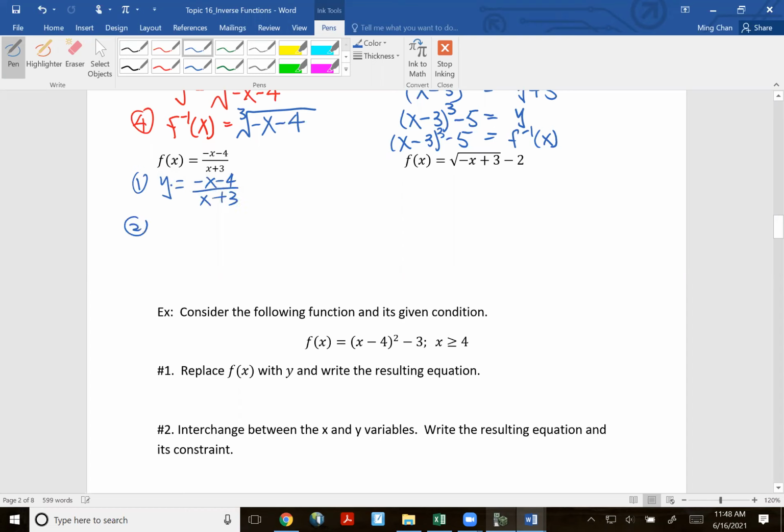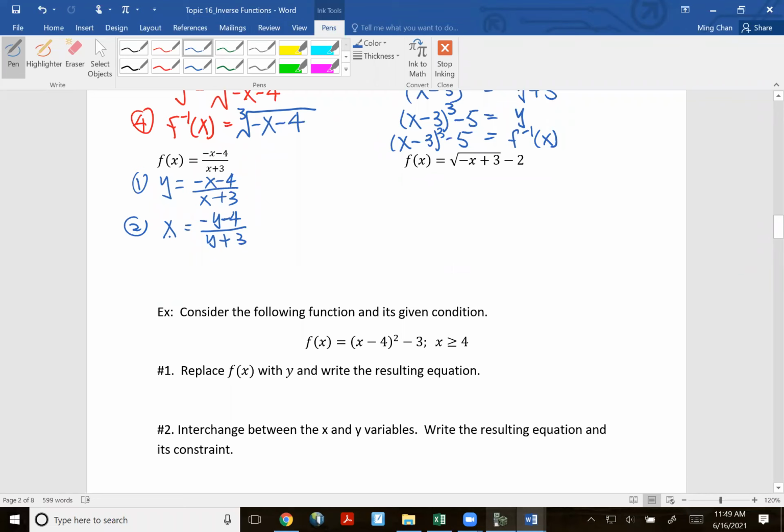So number 2, interchange between the x and the y. As you can quickly see, this example looks very similar to the example I just showed you earlier. That's the reason why I went over it again. So we've done something like this before.